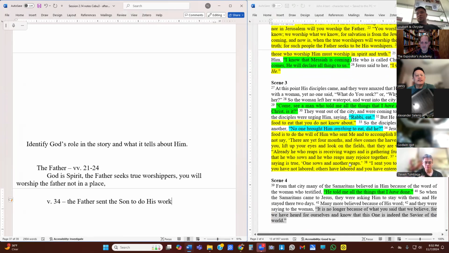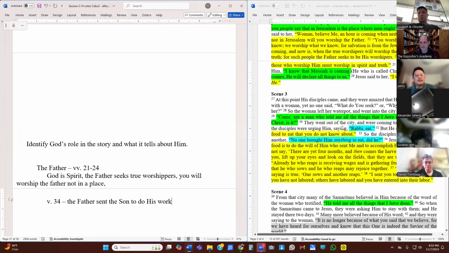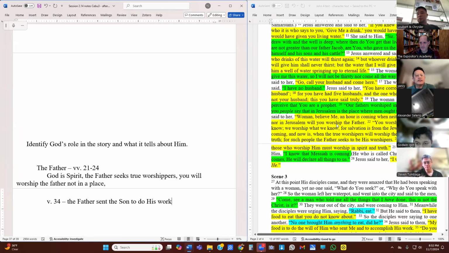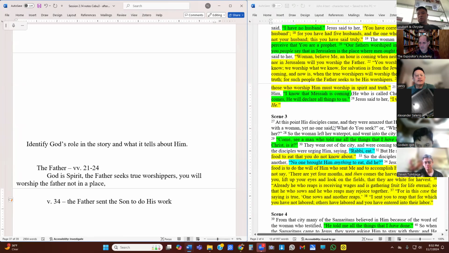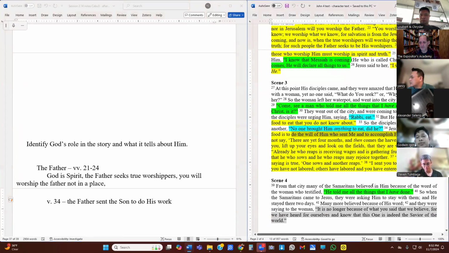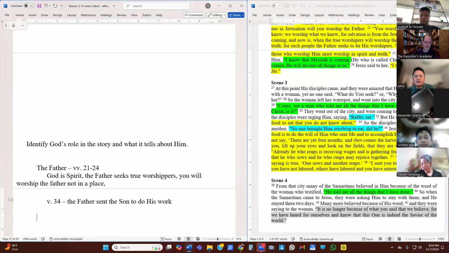All right. So these would be things that you would notice. And then you might say, is the Holy Spirit mentioned here? Not explicitly, but certainly the work of the Spirit is seen, right? Because the woman believes, the Samaritans believe, that we know theologically is a work of the Spirit. So even though the Holy Spirit's not mentioned explicitly, he's certainly part of this story, especially in verses 39 and 41.